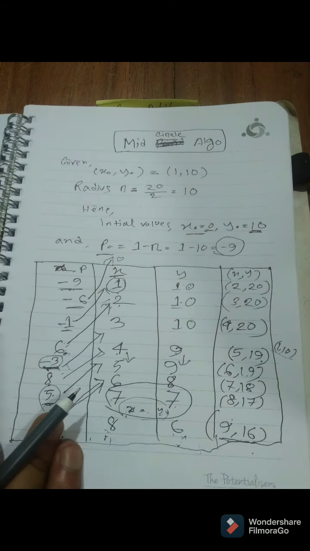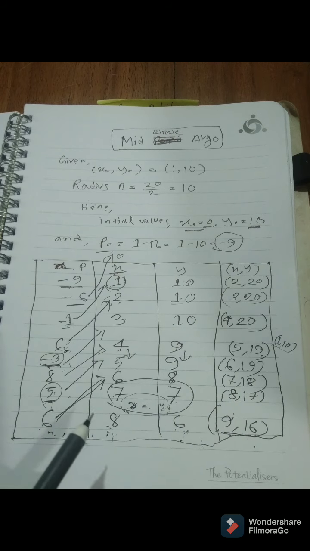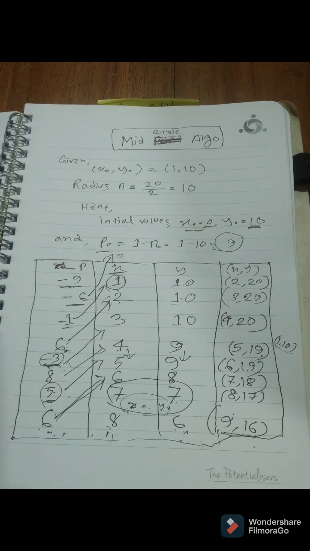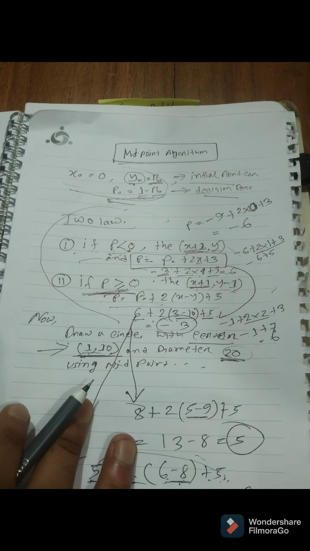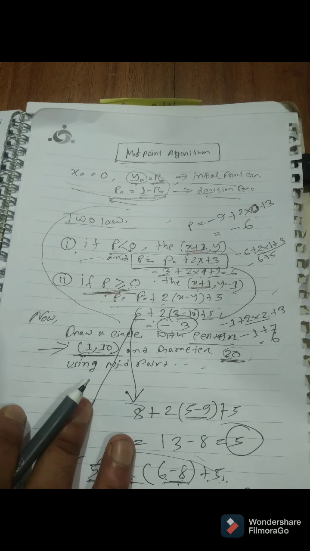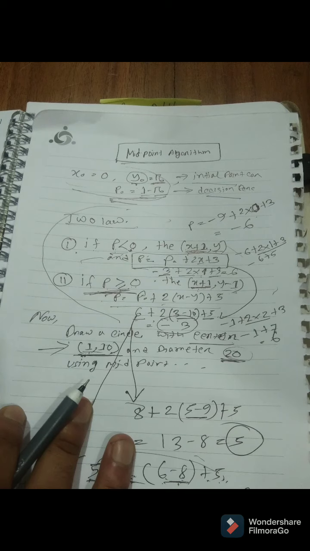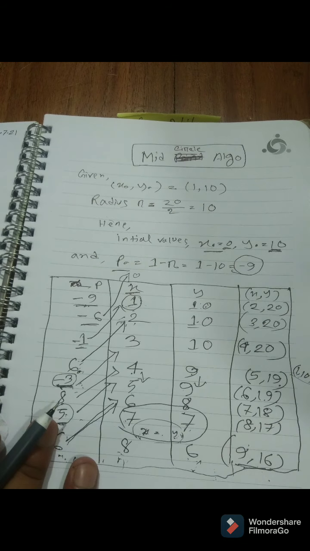So that's all about this math. I again say when you get x equal to y, you should take just one more step. So I am sure you guys are listening to me attentively, and you have a very clear concept about the topics, and I am sure you can do any kind of math of mid circle algorithm. So that's all for today.